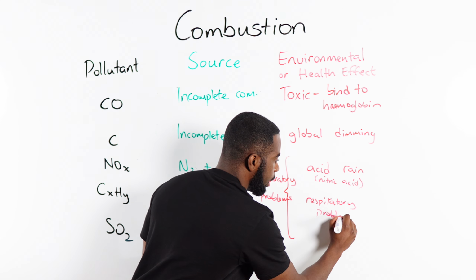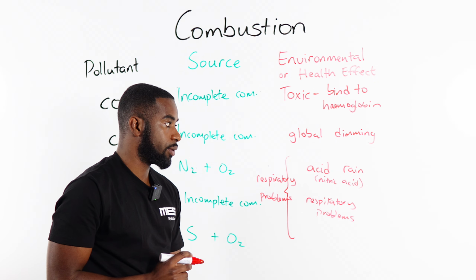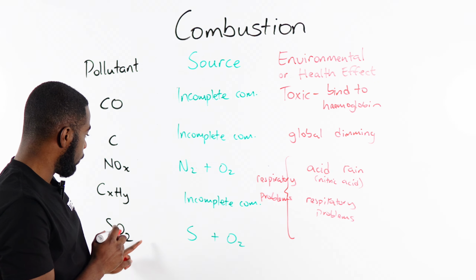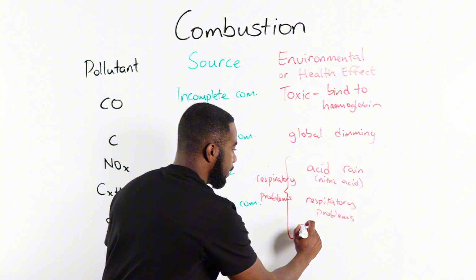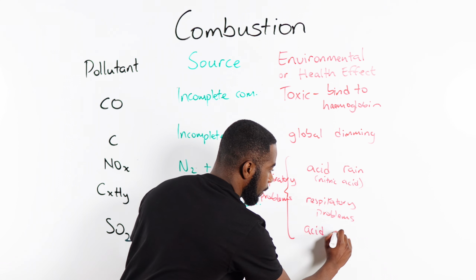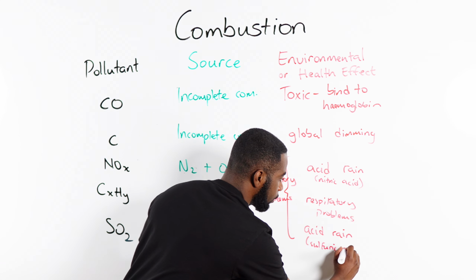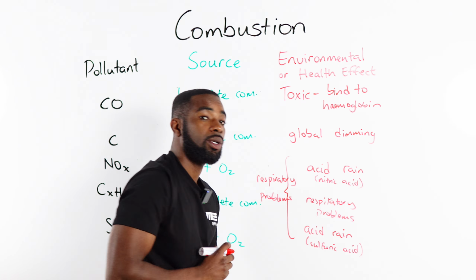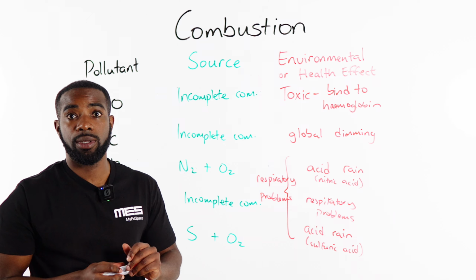And the last one there forms a very different acid, which also contributes to acid rain, but it's not nitric acid. Because you've got sulfur dioxide, you're actually going to form sulfuric acid. So that's the very last one here. So acid rain. And that's from sulfuric acid that you make there. So that is combustion of alkanes in a nutshell there for you.